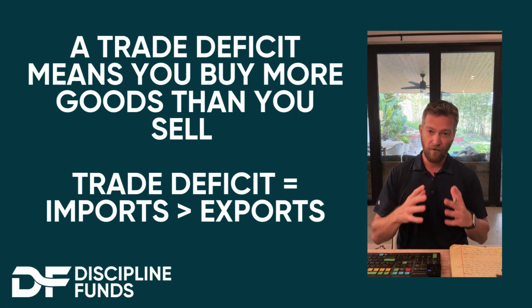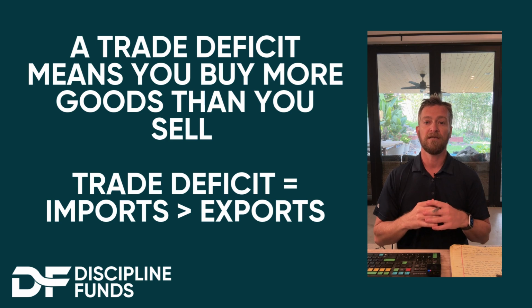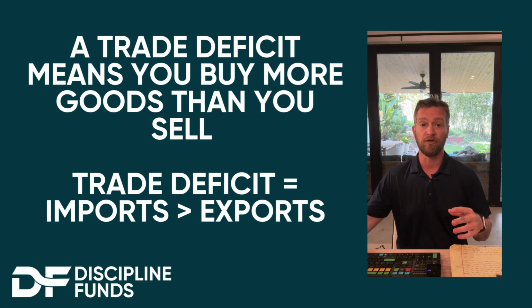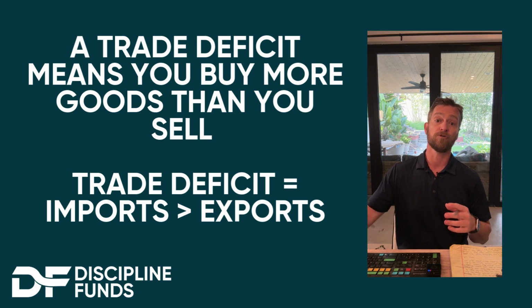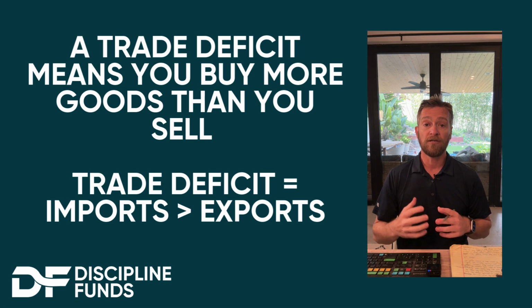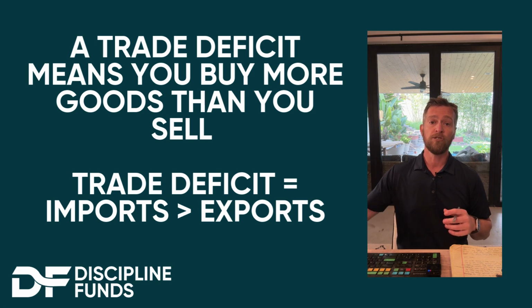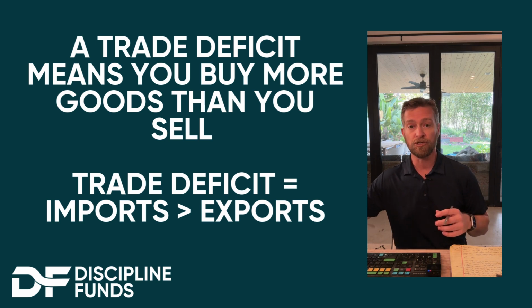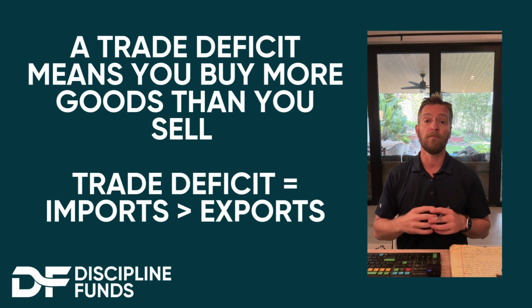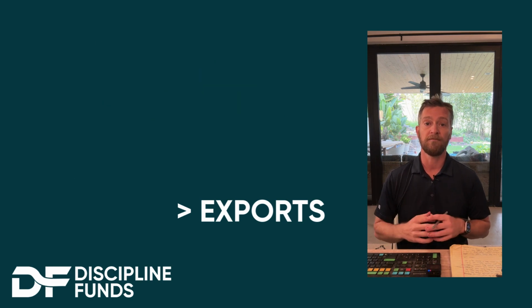And for a really basic example of this, let's just say that the United States exports $3 trillion worth of goods, but imports $4 trillion of goods. Well, that means that they're running a $1 trillion trade deficit, meaning that we are buying $1 trillion more of goods and services from abroad than we are selling to foreigners abroad.